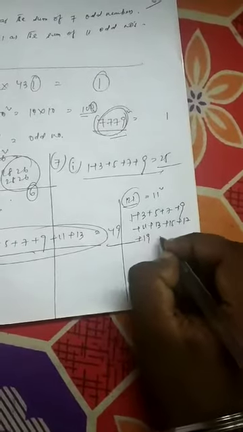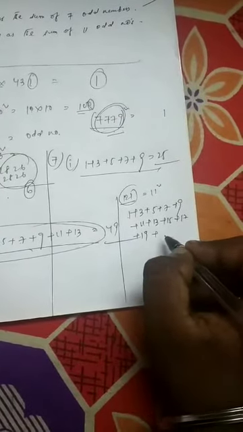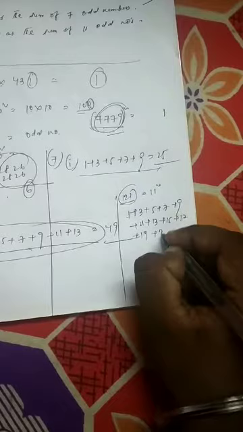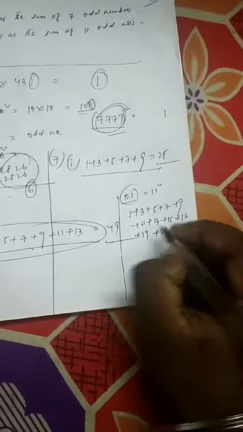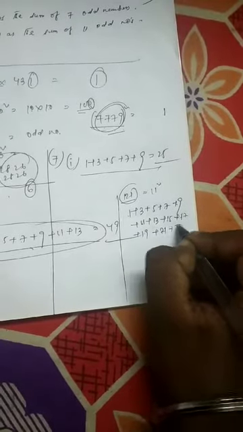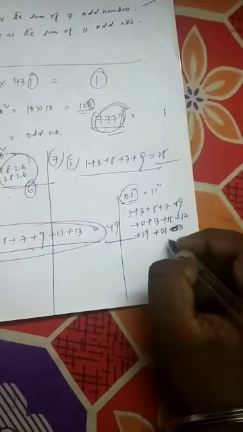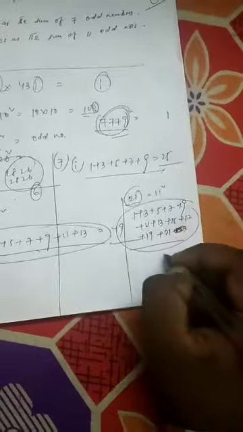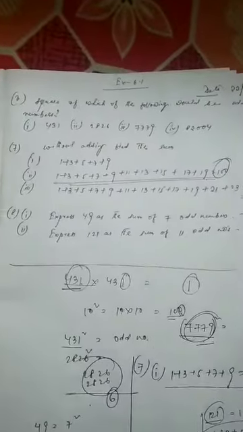After 17 comes 19, then next is 21 plus 23. That is 1, 2, 3, 4, 5, 6, 7, 8, 9, 10, 11 numbers. I have to take up to 21. So if we add them up, you will get 121. So this way, children, we get such answers.